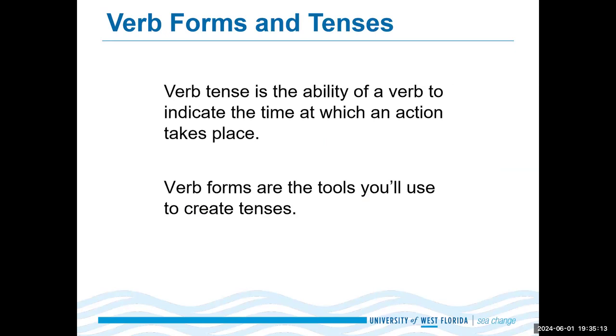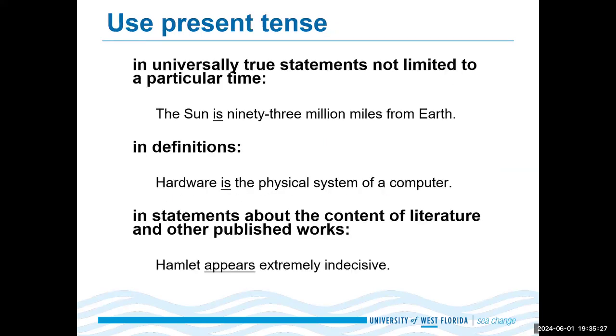Okay. Verb tense is the ability of a verb to indicate the time at which an action takes place. Verb forms are the tools you will use to create tenses. Okay. Use present tense in universally true statements, not limited to a particular time. The sun is 93 million miles from Earth.